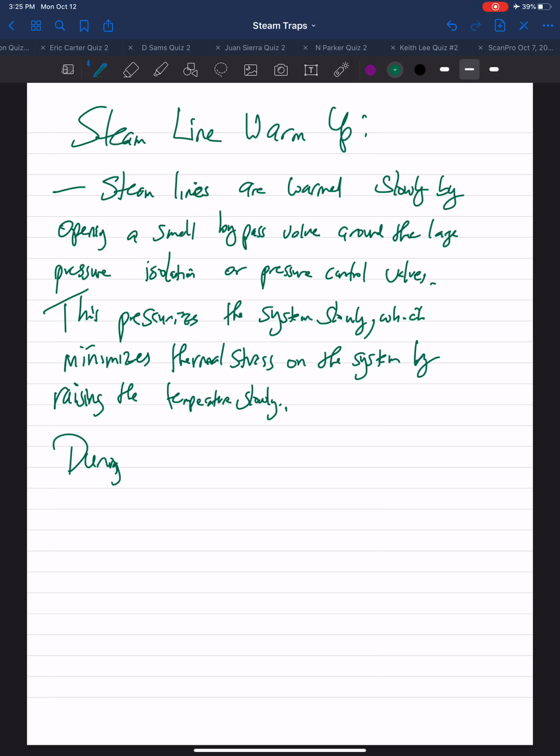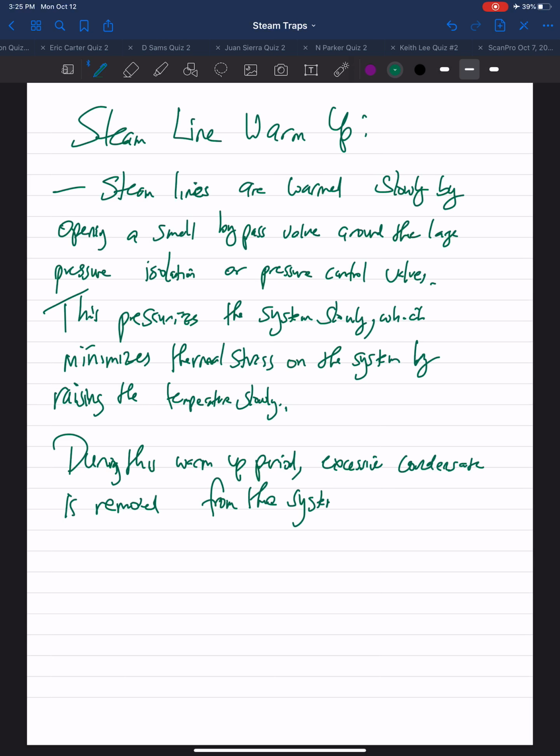During this warm-up, excessive condensate is removed from the system by opening manual drain valves. This reduces wear on the steam traps.